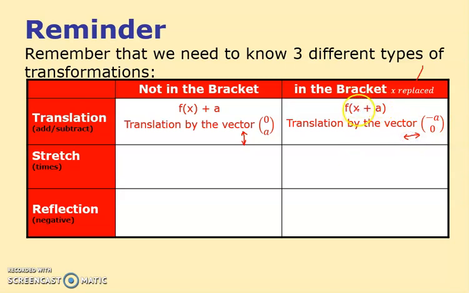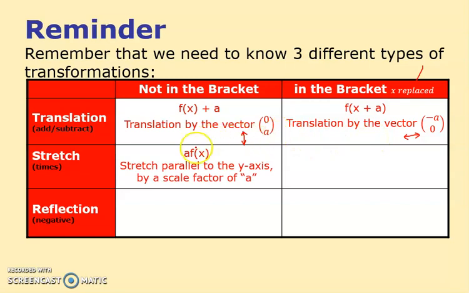And what we said was that whenever it's in the brackets, this thing that we're replacing comes in a bracket, then don't be surprised that it's going to go left and right, but also the opposite to what you'd expect. It says plus a, it actually went left because of minus a here. If it was a minus, then it would go right. So just remember that.